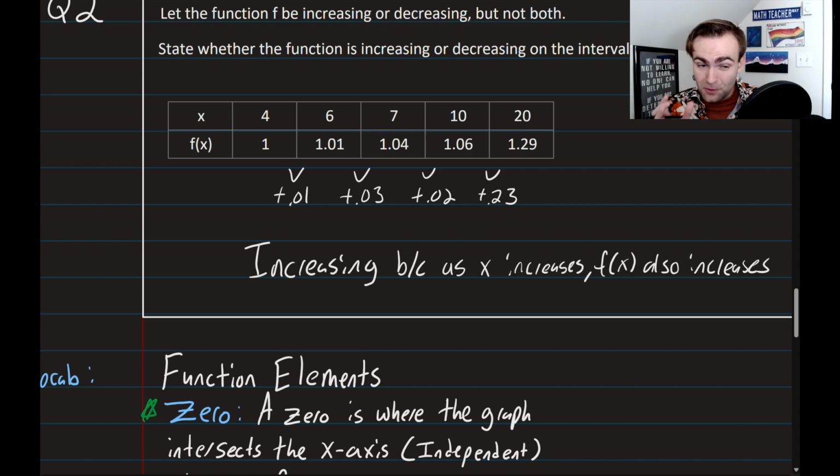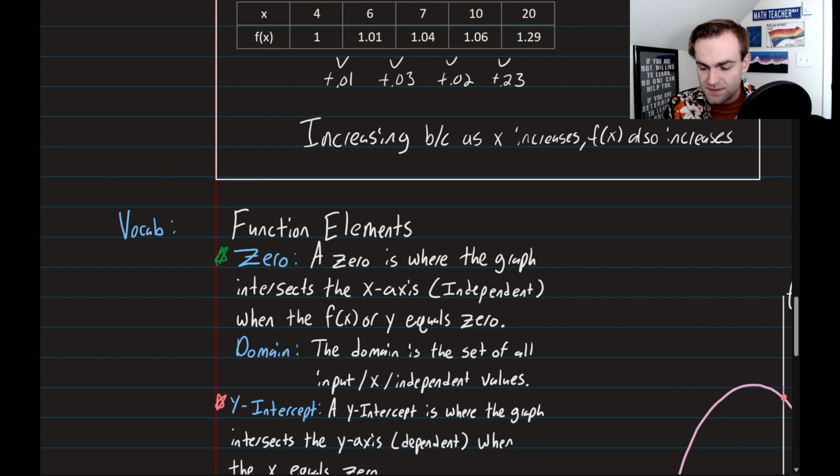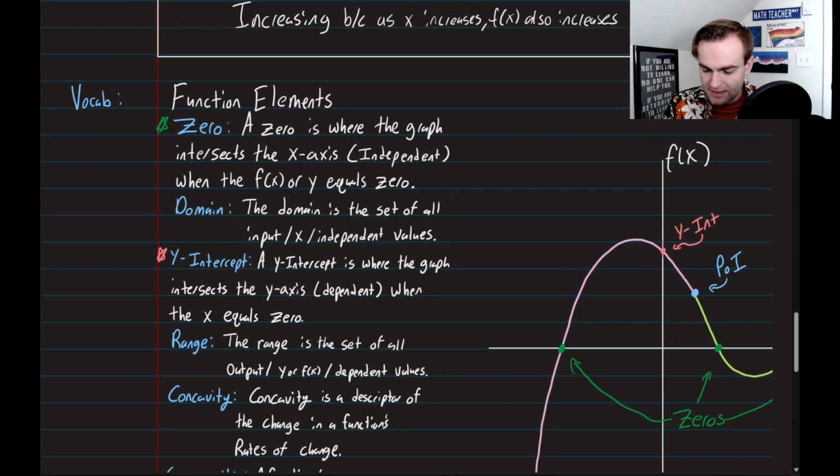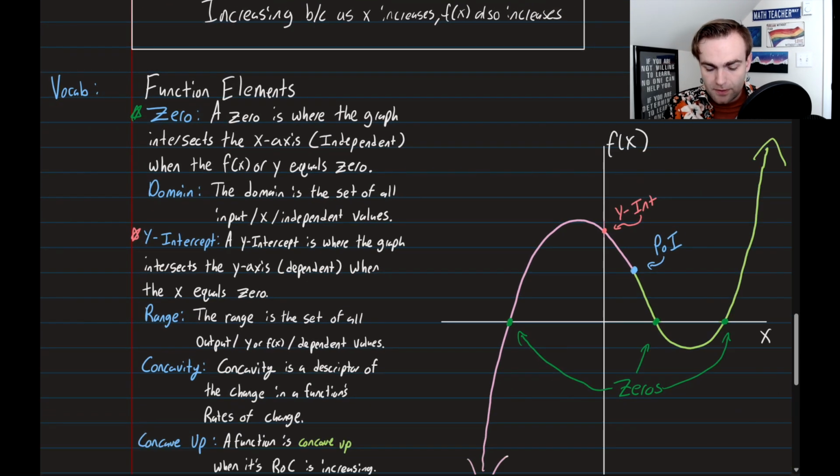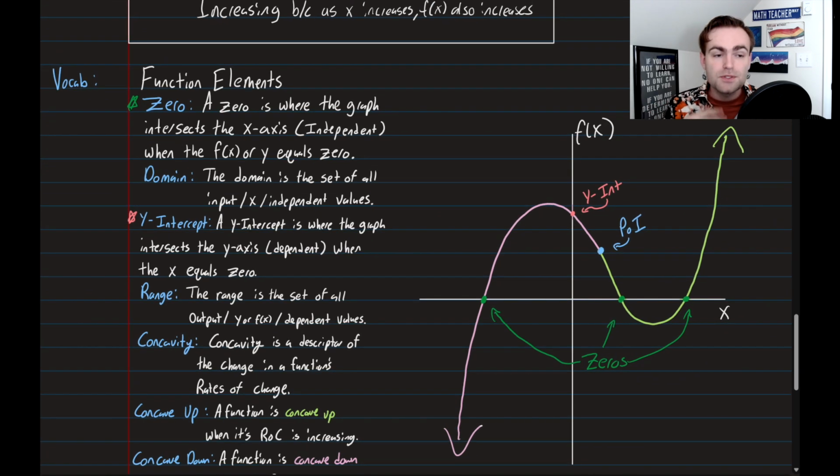Now I'm going to throw a whole bunch of vocab at you, and they're all about the elements of functions. So I got a nice little visual representation to kind of help us out. So let's go in order with a zero. A zero is what we will refer to as the x-intercept, where the curve itself intersects the x-axis. And it's also when the y value, the f of x value, is 0.